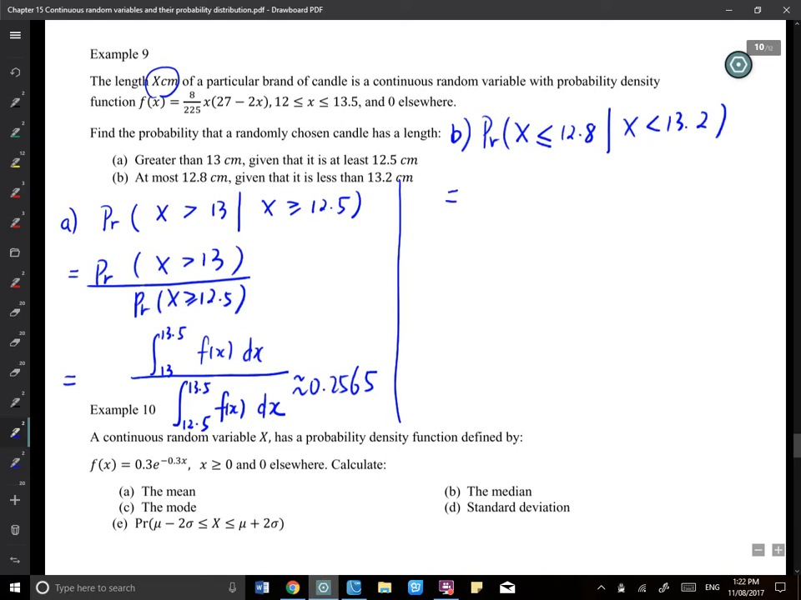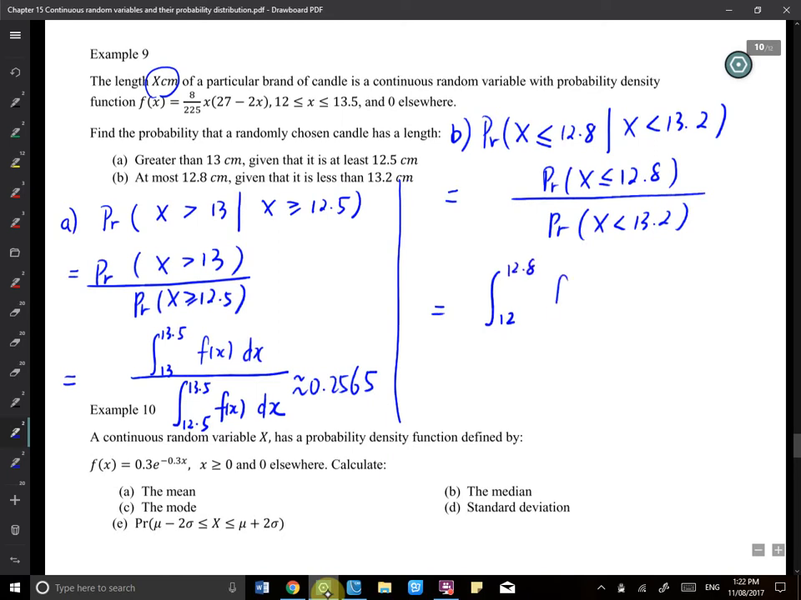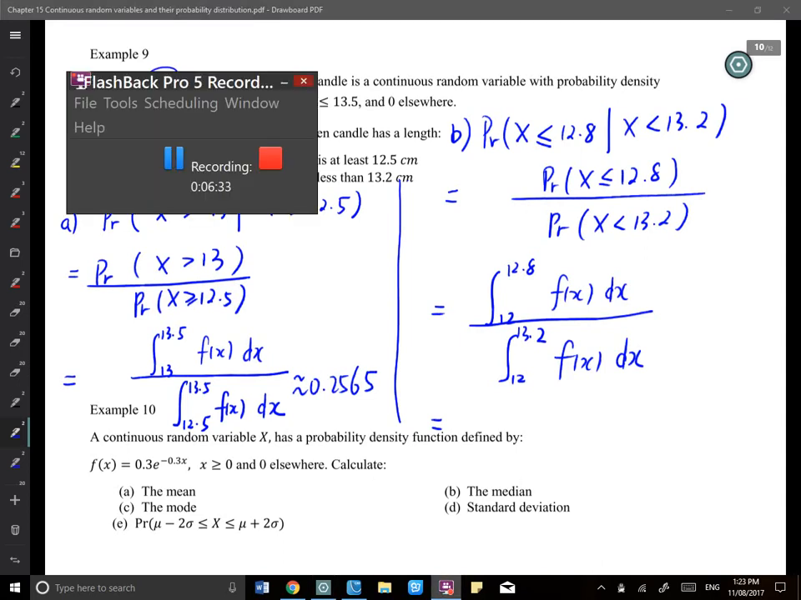What's the intersection here? Less than 12.8, over the probability X less than 13.2. So if it's less than, we need to care about the lower boundary, which is 12. So it's the integral from 12 to 12.8 of f(x) dx over the integral from 12 to 13.2 of f(x) dx. Okay, and we find the value, so 13.2 and 12.8.